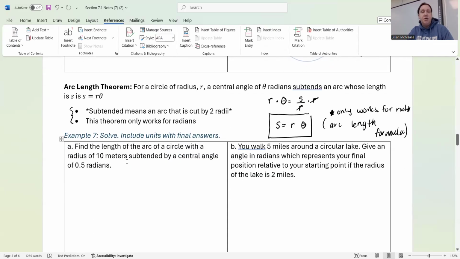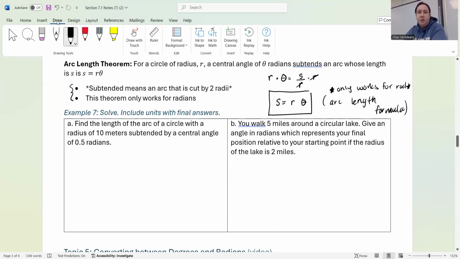Example 7, it says include units with final answers. Okay, solve and include units. So part A, it says find the length of an arc of a circle with a radius of 10 meters subtended by a central angle of 0.5 radians. Okay, so we have a circle with a radius of 10 meters. We know that we have an angle here. Theta is 0.5 radians. So what we want to know is what is this arc length? We know that arc length is the radius times theta as long as theta is in radians.